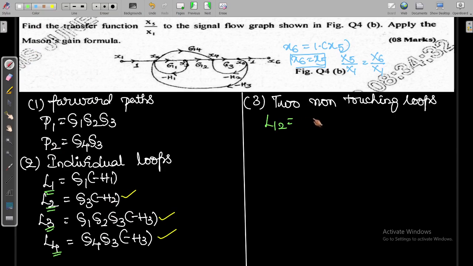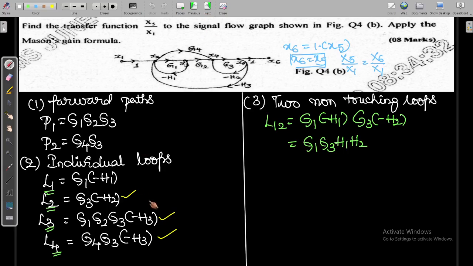L12 equals, we can write, G1 into minus H1, that is L1. Next L2 will be G3 into minus H2. So that will be written as G1 G3 H1 H2. So that is L12. Now you got L12, two non-touching loops. After that you have to find the delta.